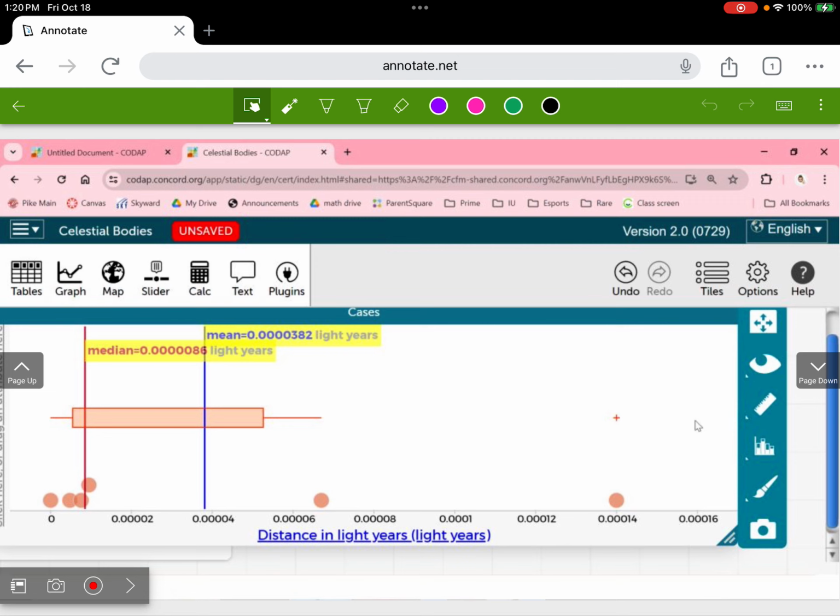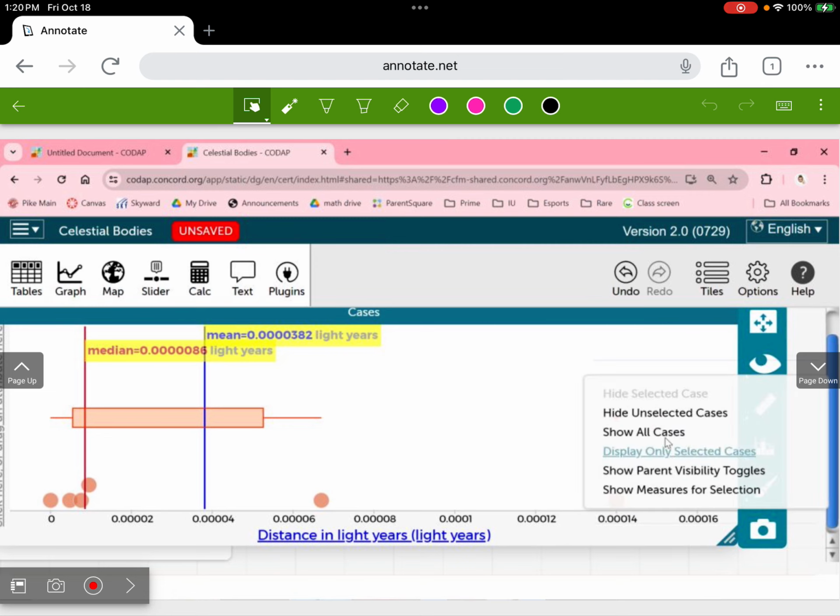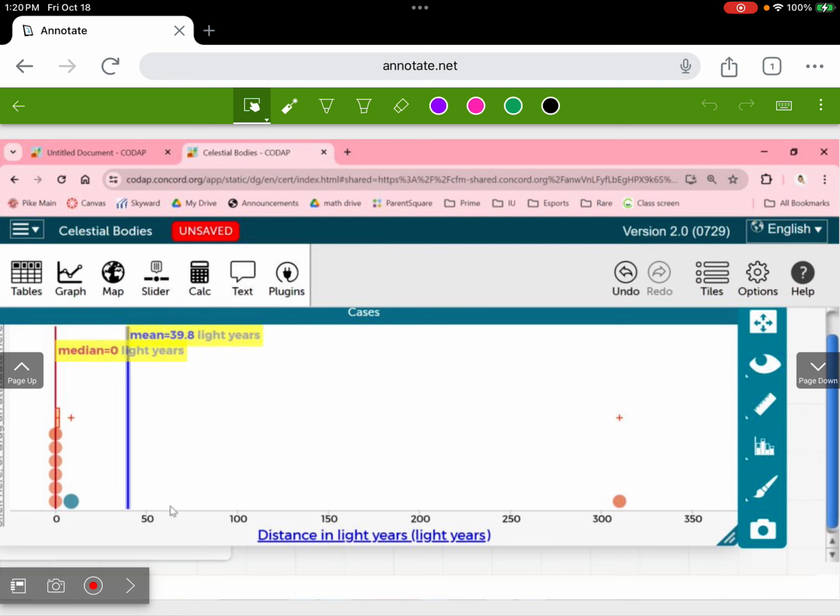So we have a tool that we can use to test this, and we can use CodeApp to help show all cases, all these pieces out here. So we can show what is and what is not outliers. We can mark where means and medians are. We can look at things in light years, and we can see those pieces of information. Okay?